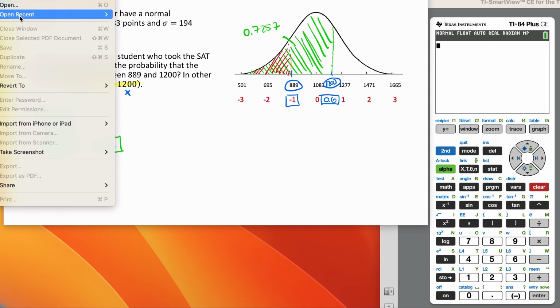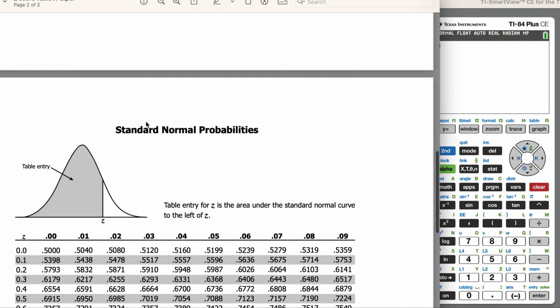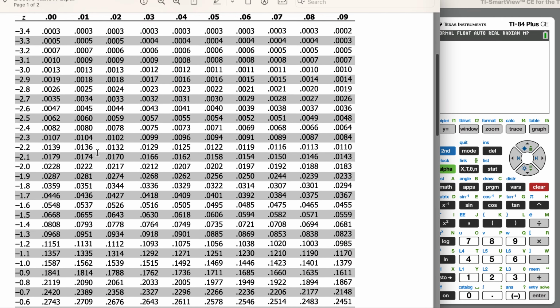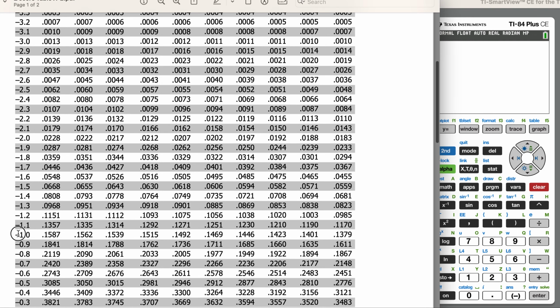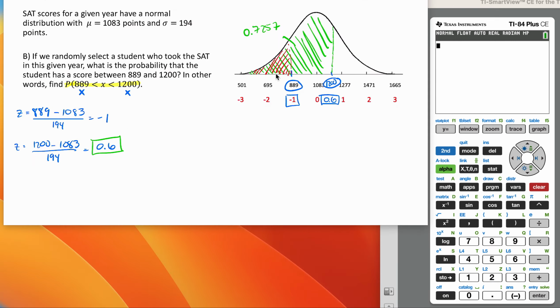So we need to go to our z-table and pull up the negative z-score. Let me see, where is my table? There it is. Okay, so let's go to the negative side here and look for -1. And we can see that the area to the left is 0.1587. So let me minimize this. Okay, let's go back here. The area to the left there is 0.1587, but we're interested in the area that is between 889 and 1200.